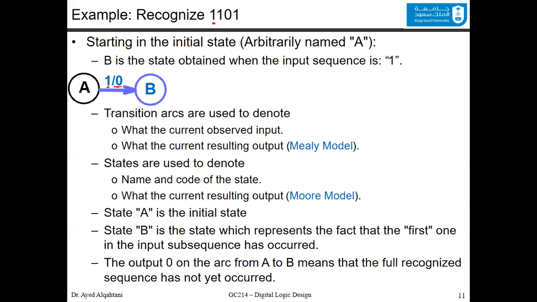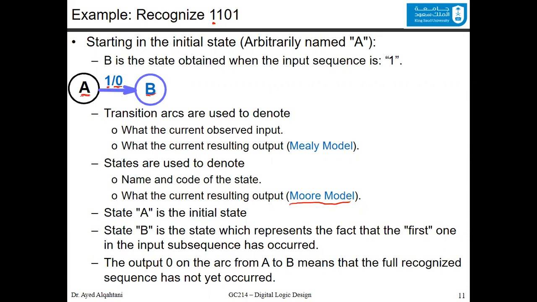If it is a Mealy model, then the output will be shown like this in the arc. The states are used to record the name and the code of the states. Right now, we have the state A and the state B, and they tell us what the current resulting output is only if it is a Moore model. We will build the recognizer of 1011 using the Mealy model, and then we will convert it to a Moore model in a later slide.